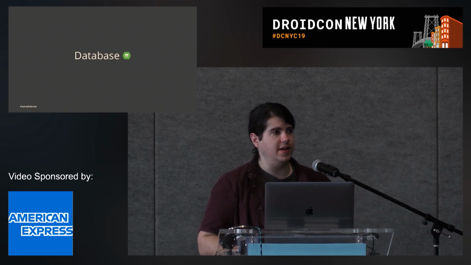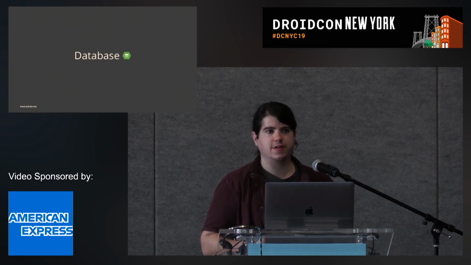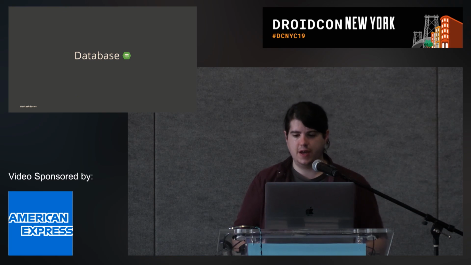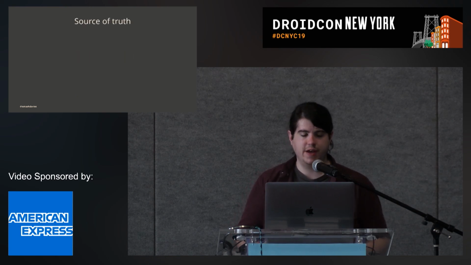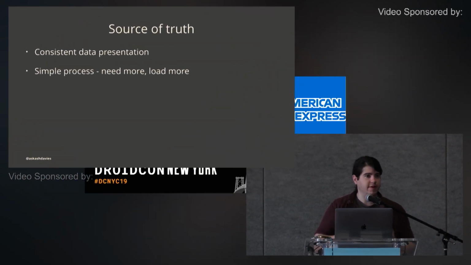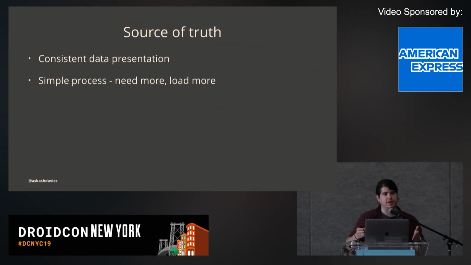Now, this is the opinionated implementation provided in the code lab and in the repository as well. So you're not actually defining the source directly, but you're defining it through Room. You can use another database if you choose, but you still have to provide this data source factory. By doing so, you're establishing a single source of truth. So you have consistent data presentation, a simple process, and need more and load more are disentangled now.